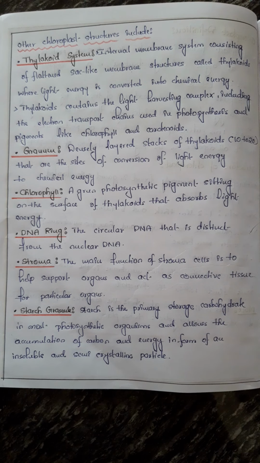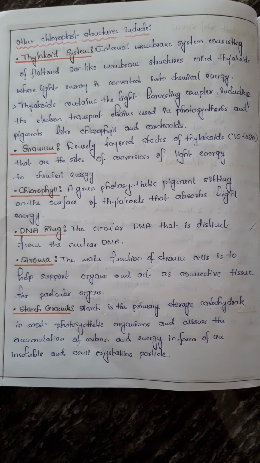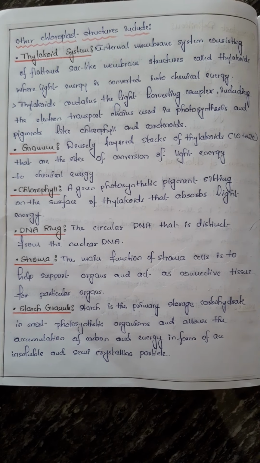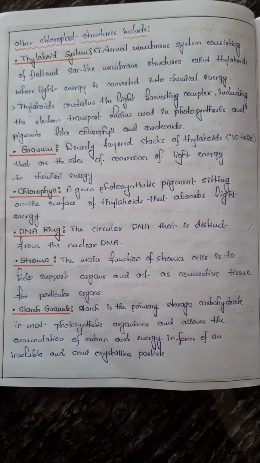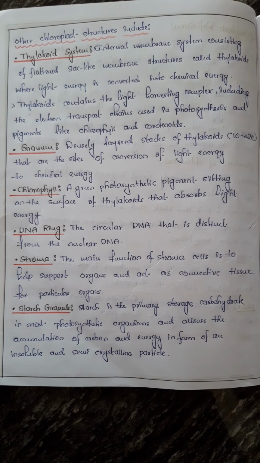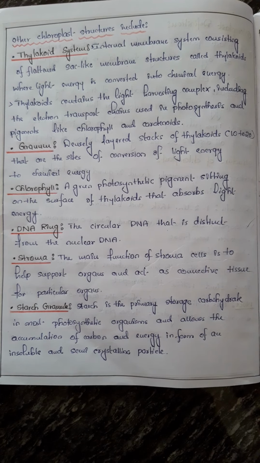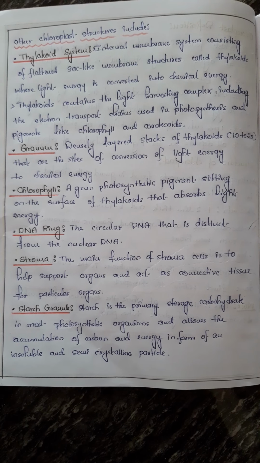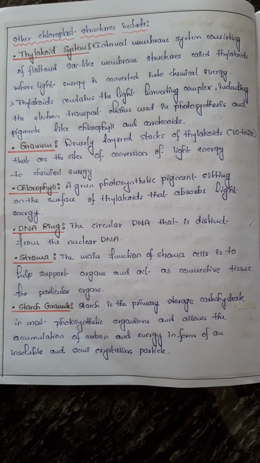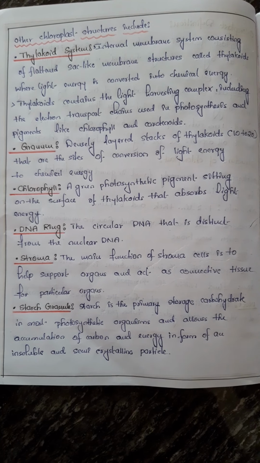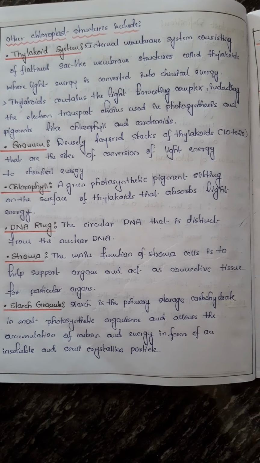chemical energy. Chlorophyll, a green photosynthetic pigment sitting on the surface of thylakoids that absorbs light energy. DNA ring, the circular DNA that is distinct from the nuclear DNA. Stroma, the main function of stroma cells is to help support organs and act as a connective tissue for a particular organs. Starch granule. Starch is the primary storage carbohydrate in most photosynthetic organisms and allows the accumulation of carbon and energy in form of an insoluble and semi-crystalline particle.